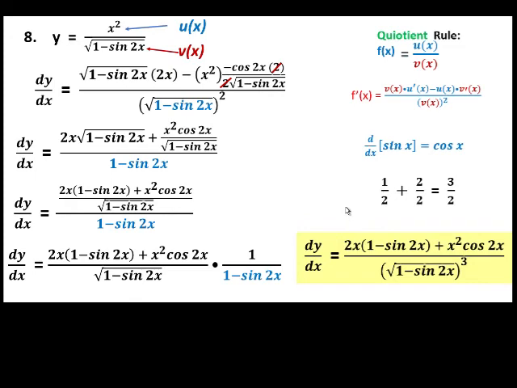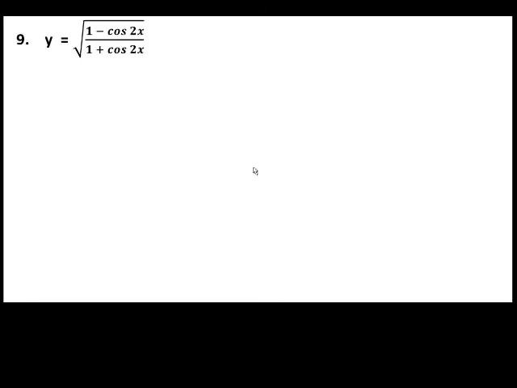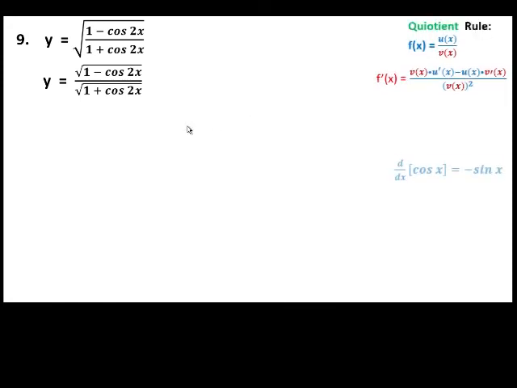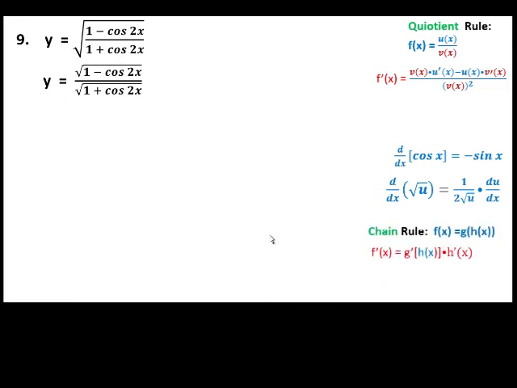Okay, next, find the derivative of y equals square root of 1 minus cosine 2x all over 1 plus cosine 2x. We can distribute the square root on both numerator and denominator. So this is now a quotient. We apply the quotient rule. Okay, applying the quotient rule, with the derivative of cosine is negative sine, and the derivative of square root is this, chain rule.